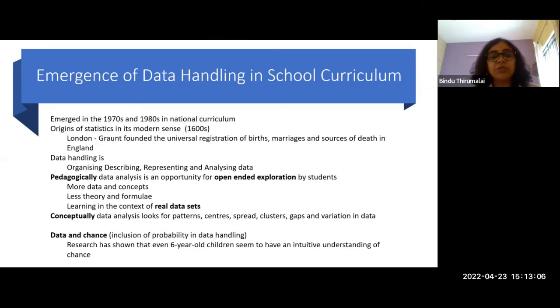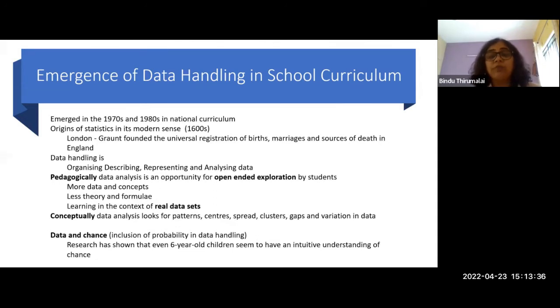It's so connected to what is happening around us in our community. Therefore, because we want to encourage more open-ended exploration, what we really must be doing with the data handling topics is more data and concepts. I'll talk about these concepts soon. Less theory and formula.